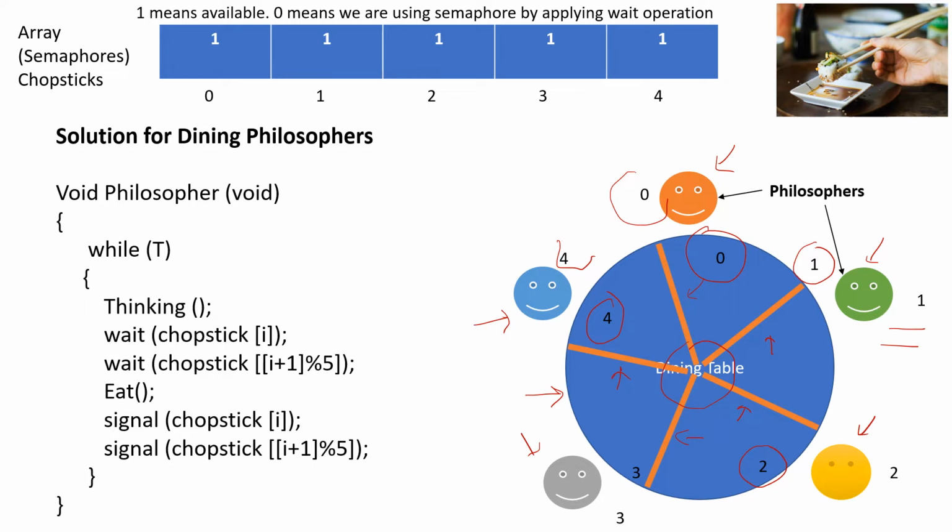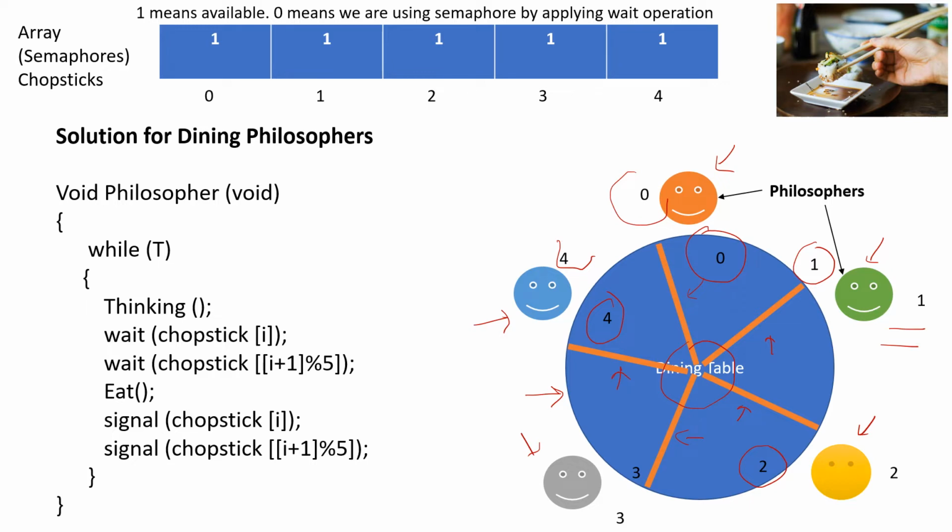The bowl of rice is not a critical section because more than one philosopher can access the bowl at a time. For example, philosophers 1 and 3 can eat simultaneously. So now, which is the critical section? Is a chopstick a critical section? Yes. Why? Because one chopstick is shared between 2 philosophers. It is a shared resource between 2 philosophers.